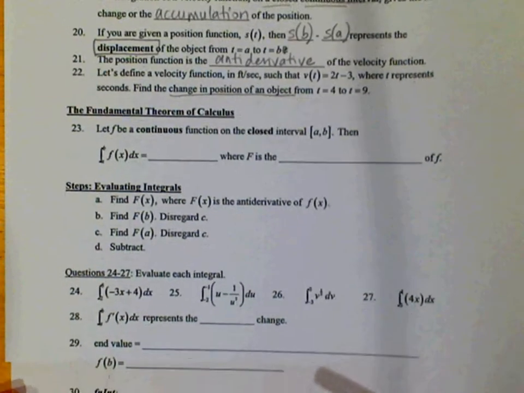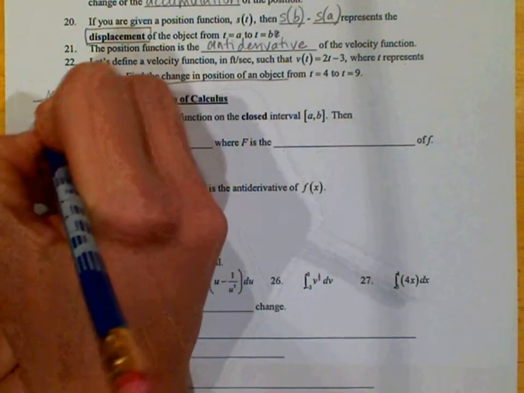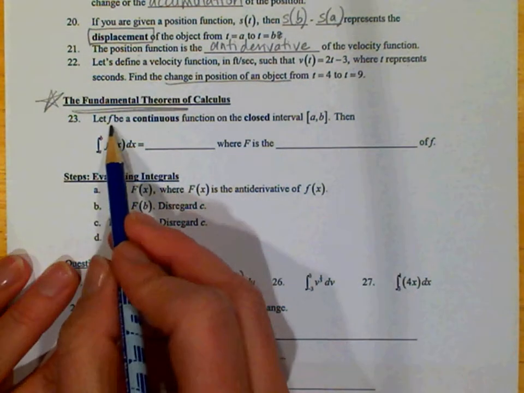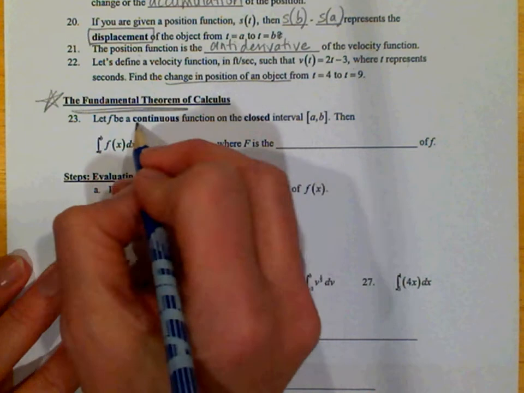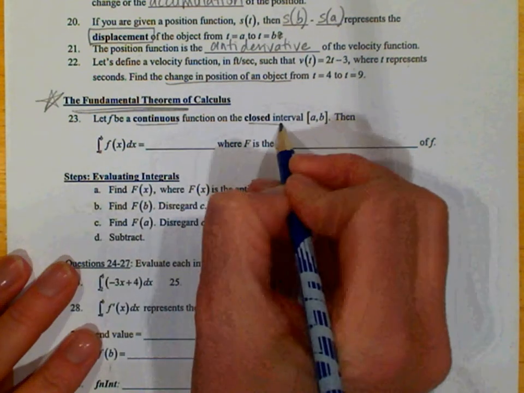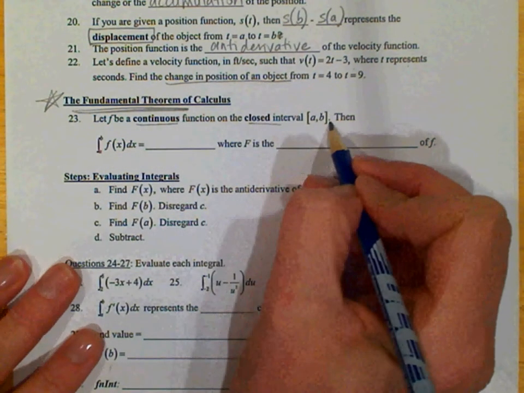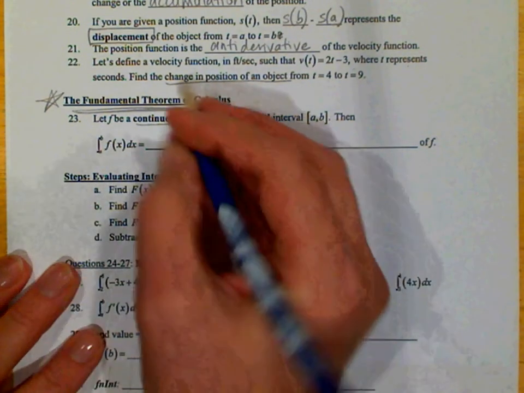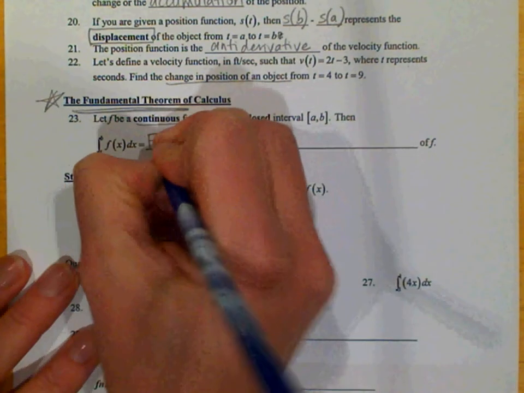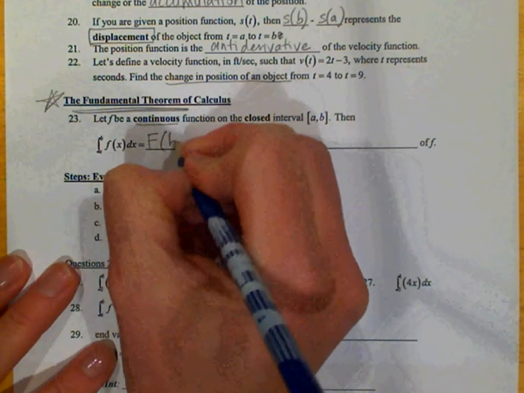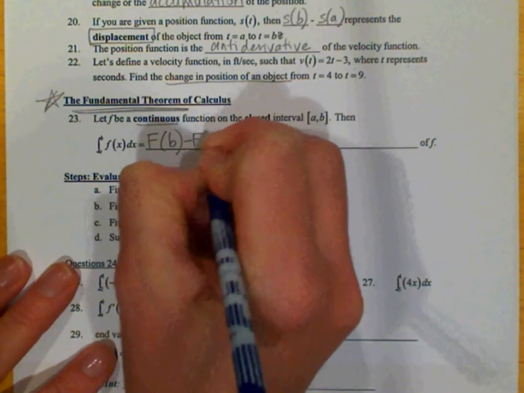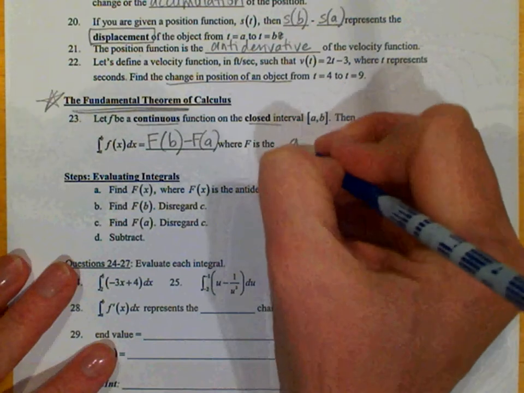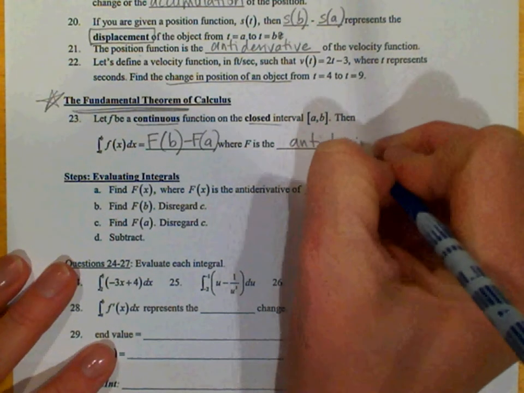So when I talk about the fundamental theorem of calculus, it's kind of important. Let f be a continuous function on a closed interval from a to b. Then the integral from a to b of f of x dx is equal to the antiderivative of f at b minus the antiderivative of f at a, where f is, as I said, the antiderivative.